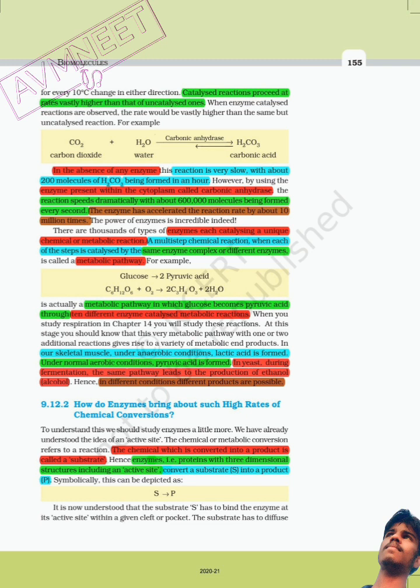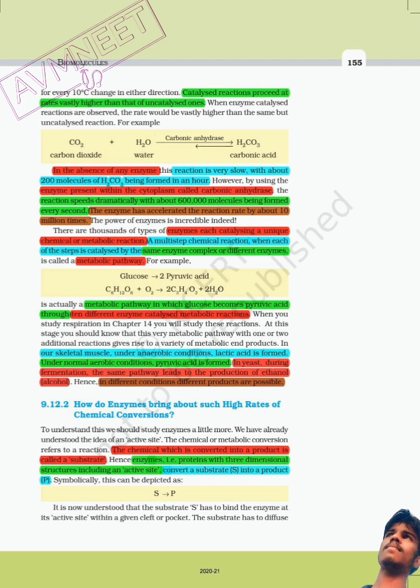There are thousands of types of enzymes, each catalyzing a unique chemical or metabolic reaction. A multi-step chemical reaction, when each of the steps is catalyzed by the same enzyme complex or different enzymes, is called a metabolic pathway. For example, glucose gives 2 pyruvic acid. This is actually a metabolic pathway in which glucose becomes pyruvic acid through 10 different enzyme catalyzed metabolic reactions.